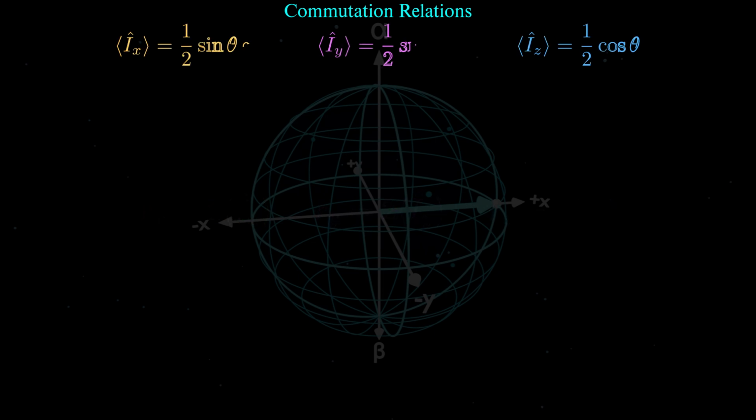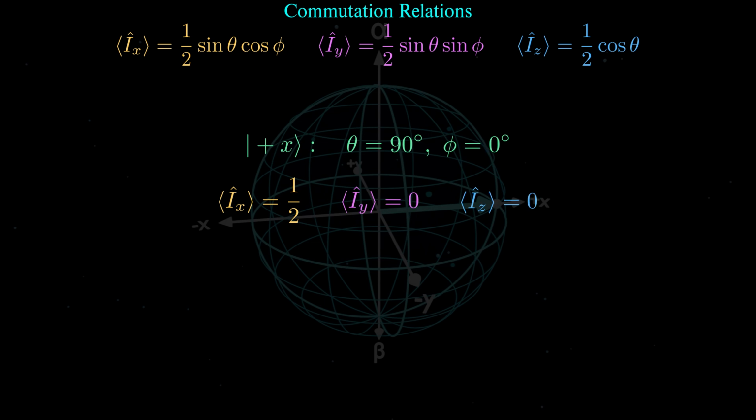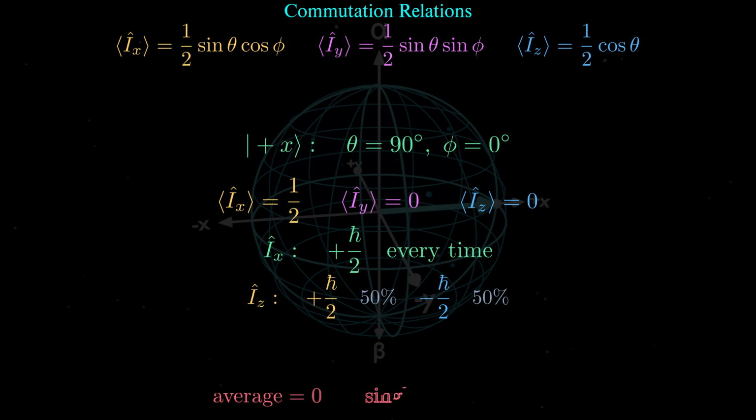For example, using the expectation value formulas here, the plus x state has these values. Ix is 1/2, Iy is 0, and Iz is 0. This means that repeated Ix measurements give plus h bar every single time. But repeated Iz measurements give plus h bar half the time and negative h bar half the time. The average z value is 0 because of this, but a single z measurement never gives you 0. And this is the same for y. So again, the Bloch sphere shows expectation values, but not definite measurement outcomes simultaneously. And non-commutation is the reason those two ideas are different.